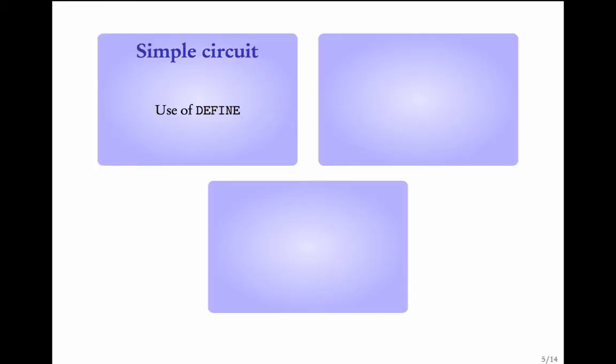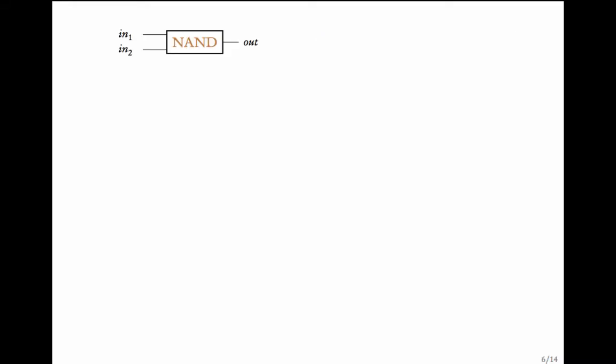That was an example of a simple circuit. What you need to remember is the use of the keyword define. Define is useful whenever the output value is determined by the current values of the inputs. Let us now look at more examples of circuits.